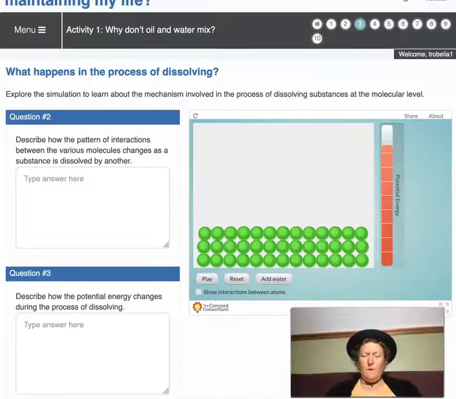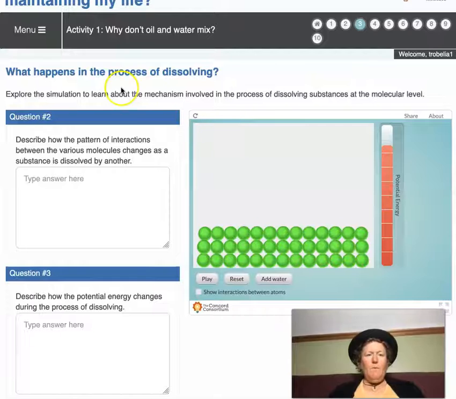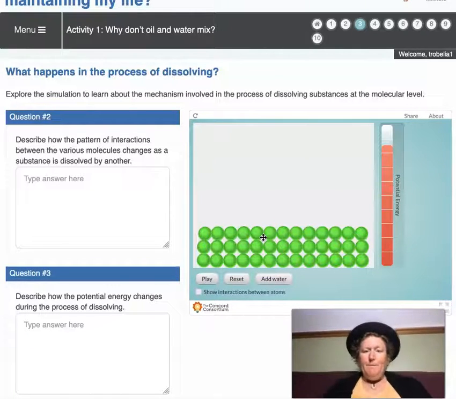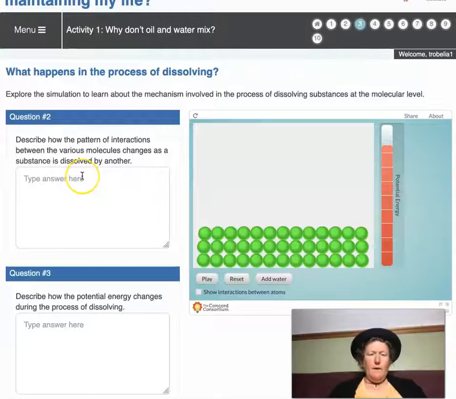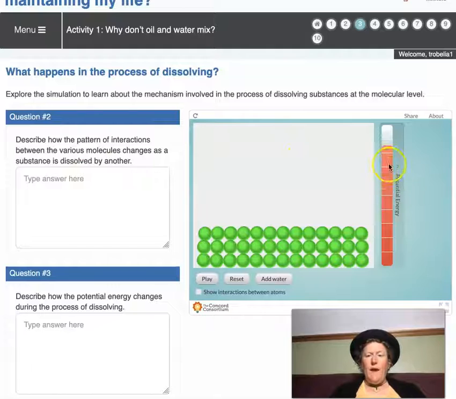So we have some more work to do here. Our main guiding question here is what happens in the process of dissolving? What at the molecular level is going on? If this is sugar right here, it has a lot of potential energy. And we're going to see what happens to that potential energy as we add water.